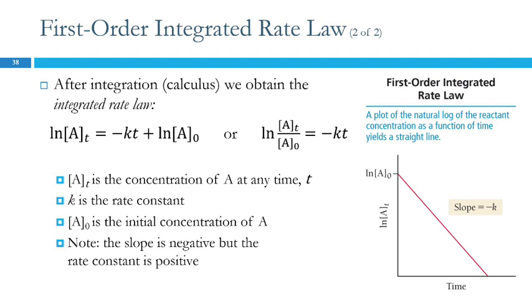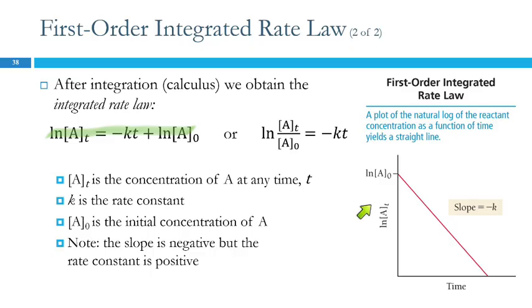So this can be expressed in two ways. This is kind of the normal way you see it. The natural log of A at time t is equal to negative rate constant times time plus the log of the concentration at time 0. It can also be expressed this way. So A with a subscript of t means the concentration of A at time t. A with a subscript of 0 means the original initial concentration. Okay.